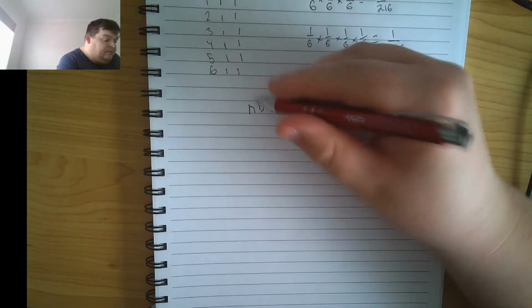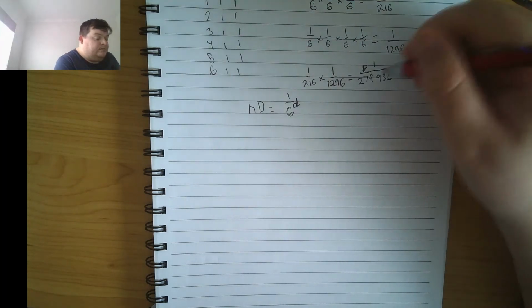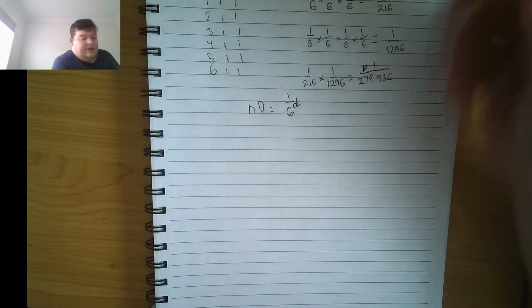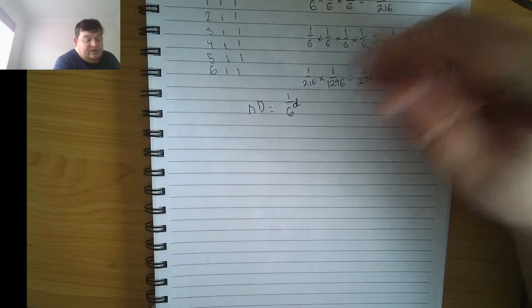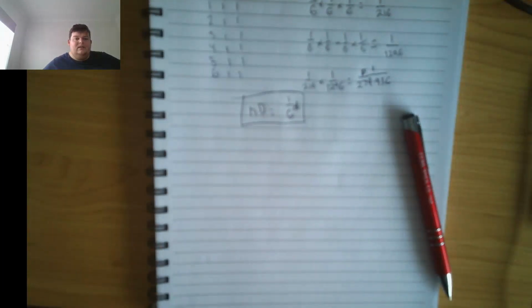All right, so the probability of rolling the dice, I should say. So in this case, when it was 3, it was 6 to the power of 3, which is 216. In this case, it's 7. So 6 to the power of 7 is 279,936. Yeah, I just think that is cool. Hopefully you enjoy that.